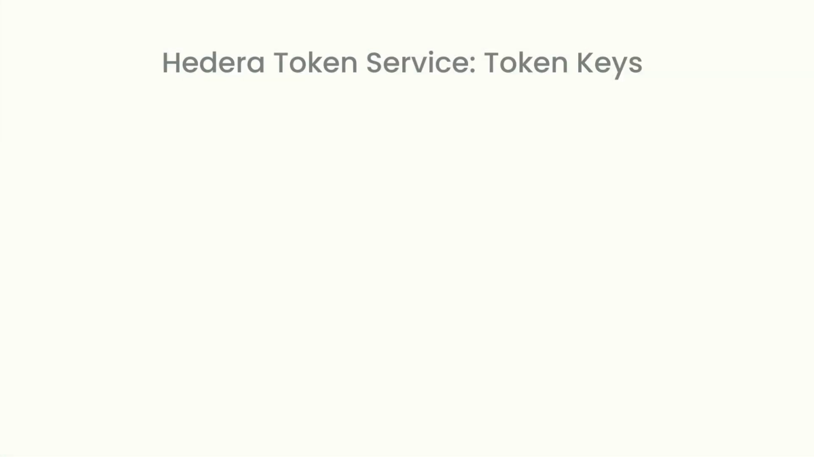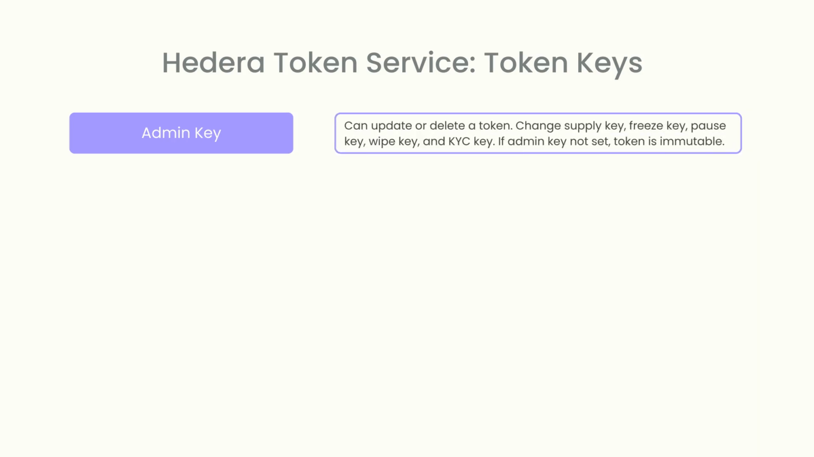Let's get started. In this section, we go over the different keys you can set for your token. In total, you can set 7 keys for your NFT. The first key you can set is the admin key. This key has the most control over your NFT because it can update token properties, set or change multiple token keys, and delete the token. It's important to know that a token without an admin key becomes immutable. This means that you can't change any property using any key on the token.